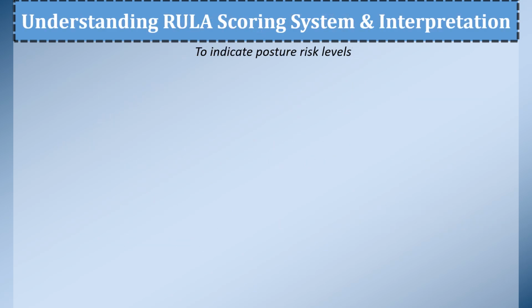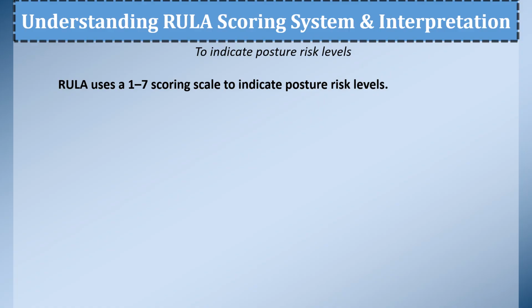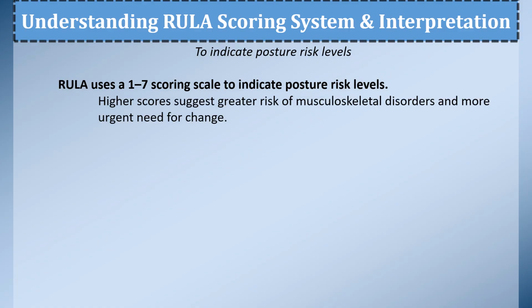Understanding ROLA scoring system and interpretation. ROLA uses a 1 to 7 scoring scale to indicate posture risk level. The ROLA score ranges from 1 to 7, where 1 to 2 means posture is acceptable and 7 means immediate investigation and ergonomic interventions are required. This clear scoring helps prioritize risk areas without ambiguity.